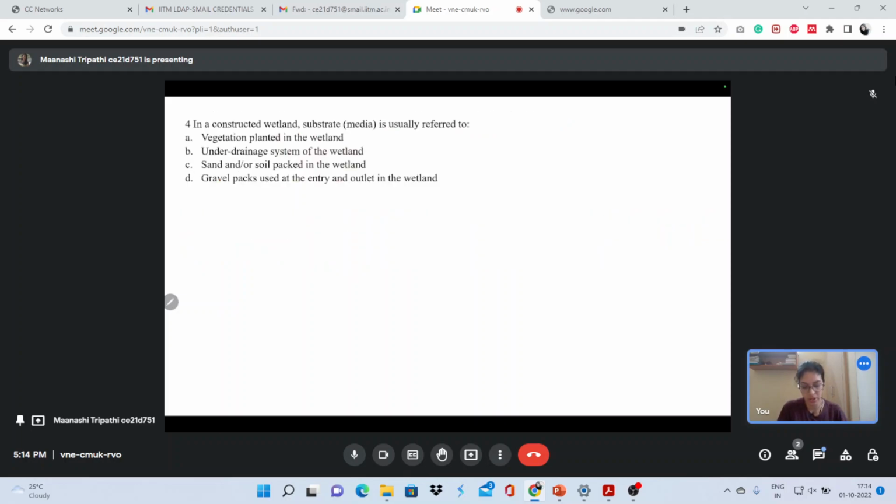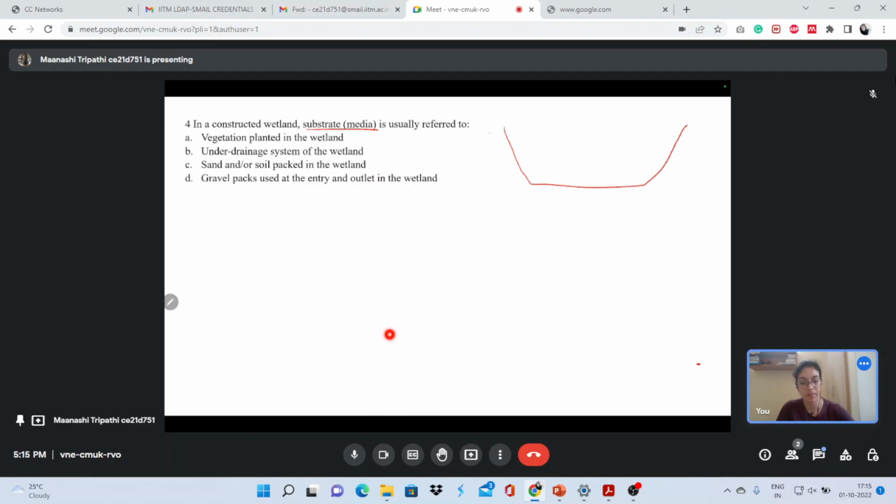Moving towards the next question. In a constructed wetland, substrate is usually referred to. Okay, we have talked about there will be some substrate. So what is this substrate actually? I have answered this question in the previous question. You please try to recall. Vegetation planted, under drainage system, sand and soil packed in wetland, gravel packs used as the entry and the outlet of the wetland.